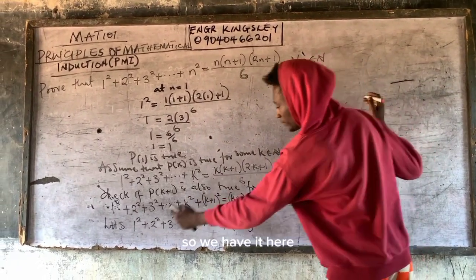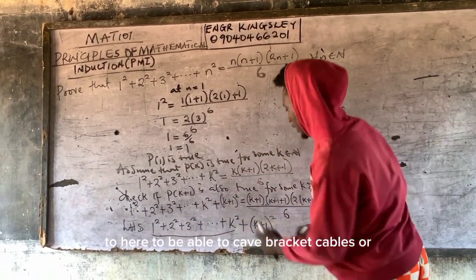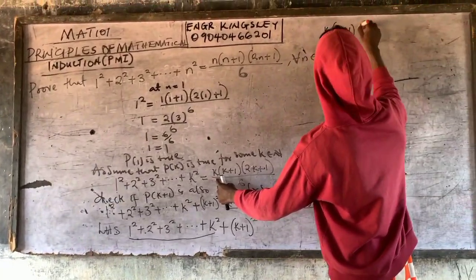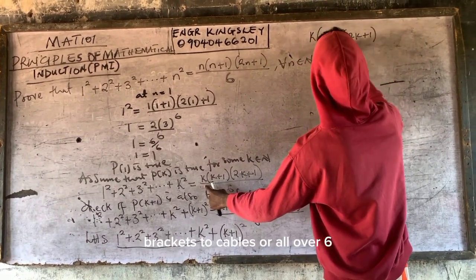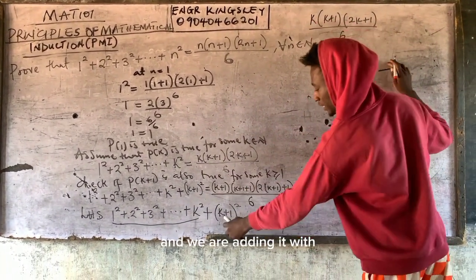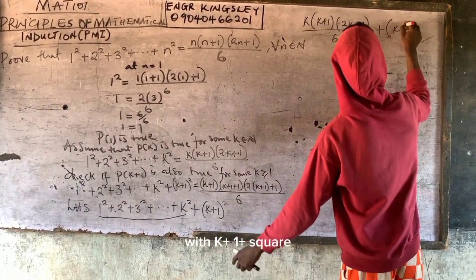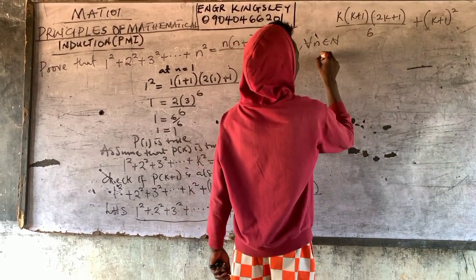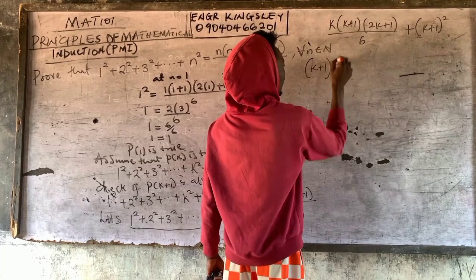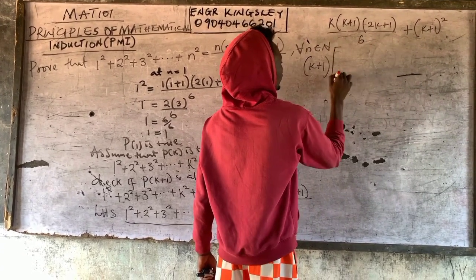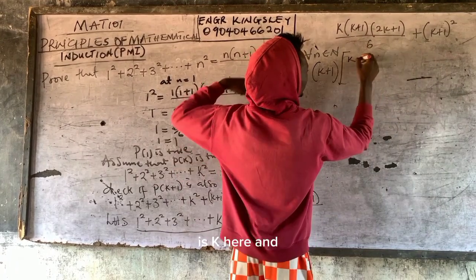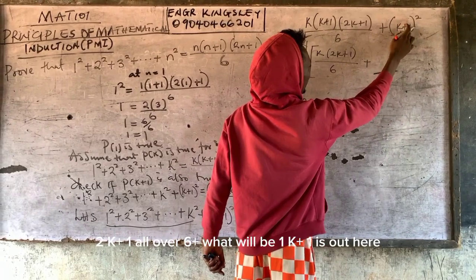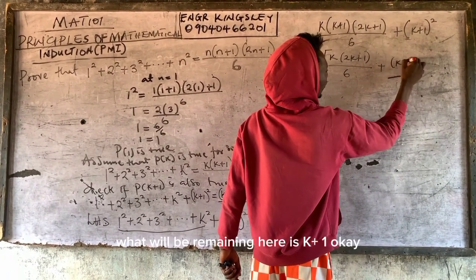So we'll be having here the whole thing from here to here to be equal to k bracket k plus 1 bracket 2k plus 1 all over 6, and we are adding it with k plus 1 all squared. So common thing here is k plus 1. We'll factor it out. We'll be having k plus 1 out here. What will be remaining is k here and 2k plus 1 all over 6 plus what will be remaining. 1 k plus 1 is out here. What will be remaining here is k plus 1.